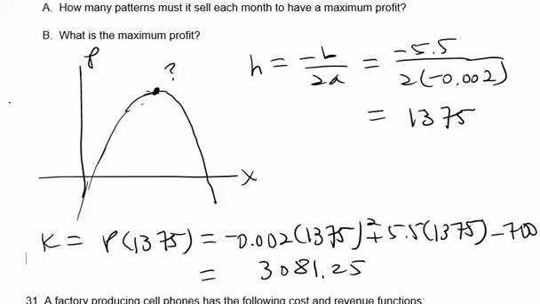3081.25. Okay, so one of these is the number of patterns, so how many patterns, which is your x coordinate, or h. In our case, 1375. The other one is the y value, or the profit in this case. So $3,081.25.